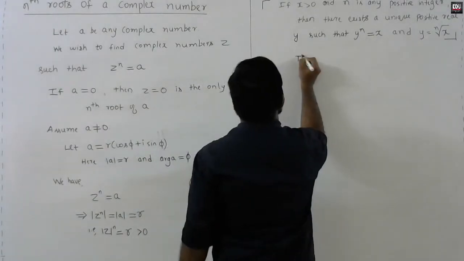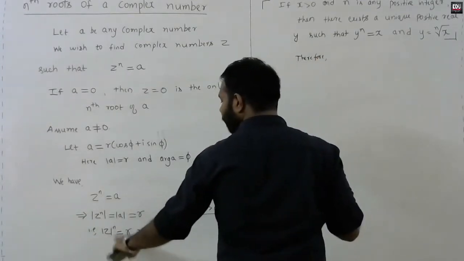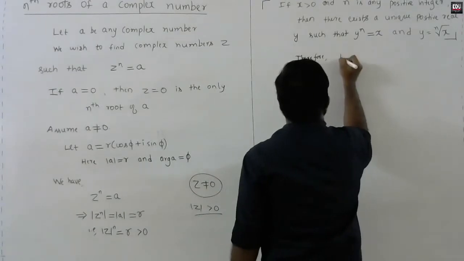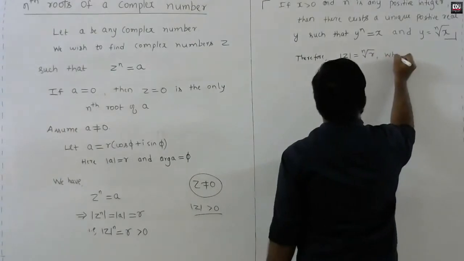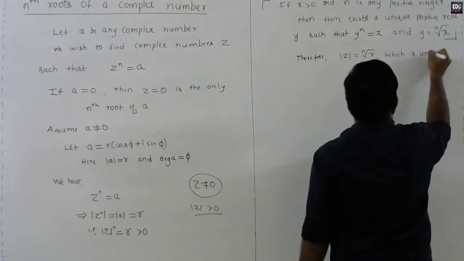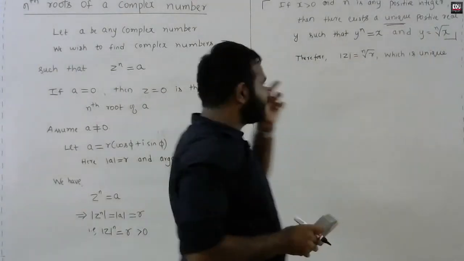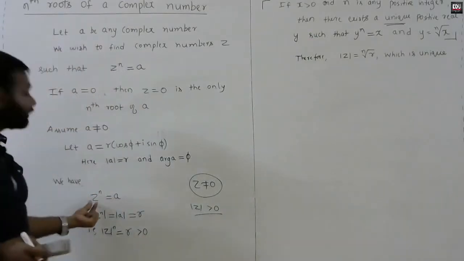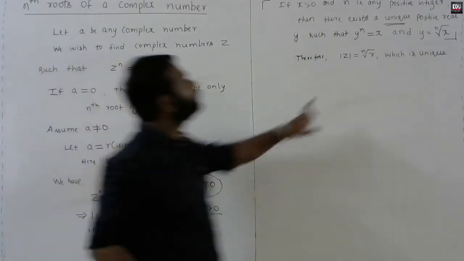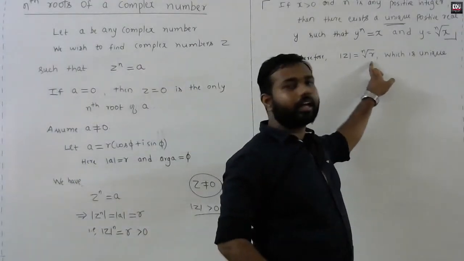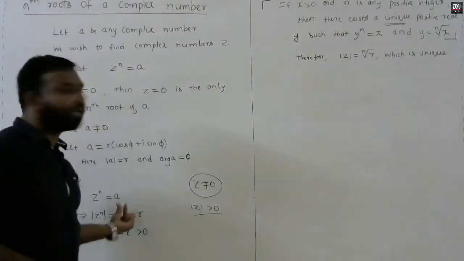So therefore, as modulus of Z whole power N is R, modulus of Z will be the nth root of R, which exists and is unique by this result. So the complex numbers which we are going to find now, we got their modulus value, so it just remains to find their argument values.